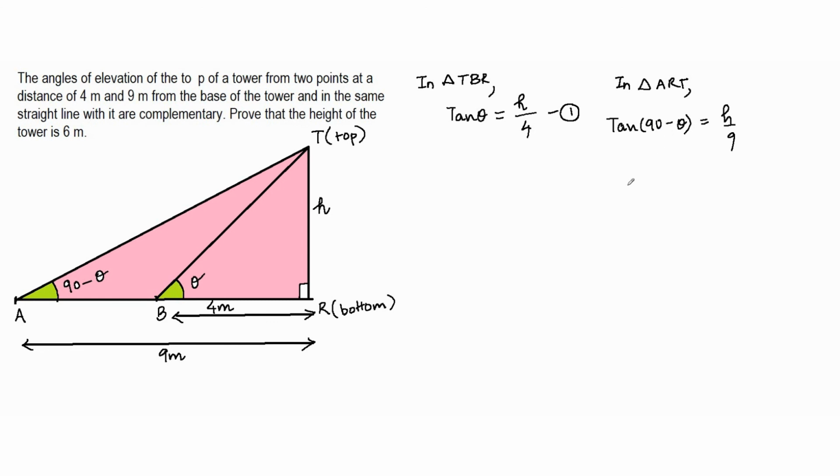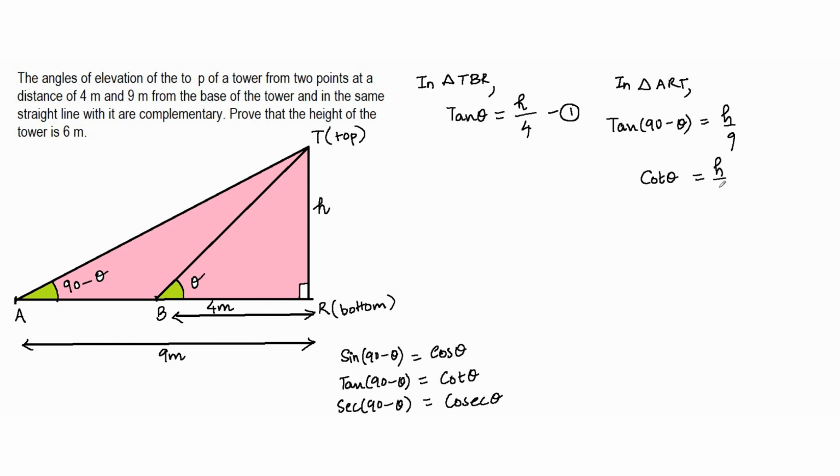According to the complementary angle relations, we know that sine of 90 minus theta is cos theta. So sine and cos are related by the complementary angle relation. Similarly, tan of 90 minus theta is equal to cot theta, and sec of 90 minus theta is equal to cosec theta. Therefore, tan of 90 minus theta is cot theta, and cot theta is going to be h by 9. This is the second equation.